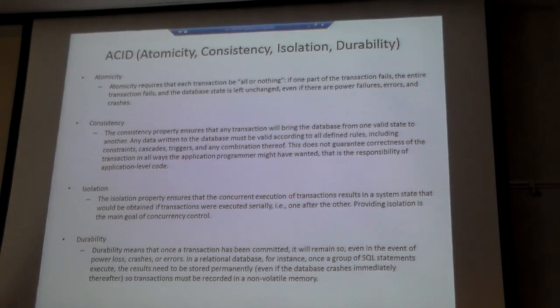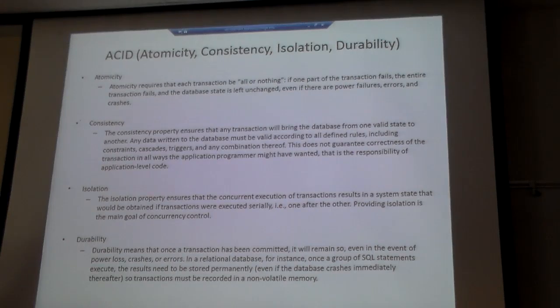Transaction is all or nothing. If part of the transaction fails, the whole transaction fails, and the database is left unchanged, even if there are power failures and system crashes. Okay? And you really got to give the database people credit for what they've built. It is phenomenal the way the systems work, that they actually do that. If they don't get to the last stage and say everything's good, commit, then the power goes down and nothing happened. The data's back to where it was.